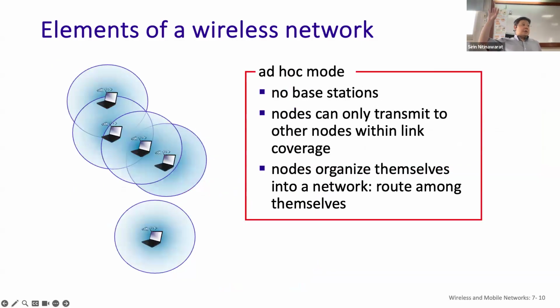But in some small use cases, you may see another important mode of operation as well. That is called ad hoc mode. In this mode, the wireless devices can communicate without any support from a sole infrastructure device. In particular, no base station, no AP. So in this case, the mobile devices transmit to other devices using direct wireless links.